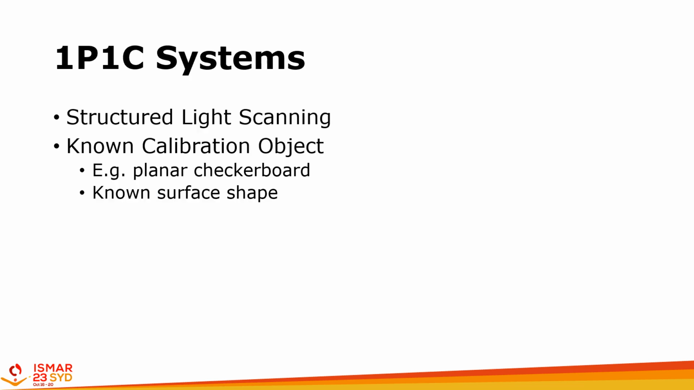So starting off with single projector, single camera systems, they typically perform structured light scanning and use a known calibration object such as a planar checkerboard or an object with known shape to establish pixel correspondences between the projector camera pair and then calibrate the system.